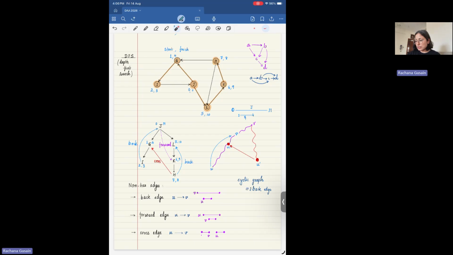But before that, let's see a few questions related to these numbers, so that we have a very good understanding of these start and finish numbers, and the various classification of the edges when we do a DFS, including the tree edge or the back, forward, and cross edge. For these edges, how are the start and finish numbers related?